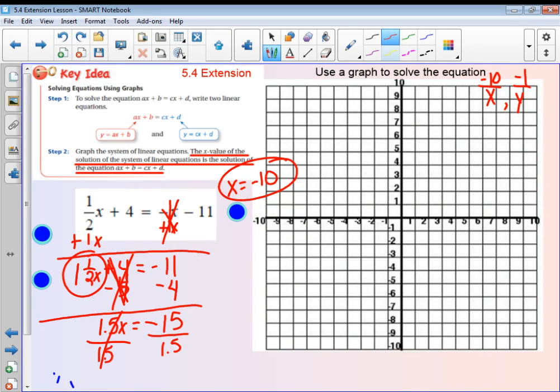I can tell it's going to be a negative because there's only one negative. 15 divided by 1.5 is 10. So I still get x equals negative 10. Okay, your comfort level. You have to decide what you're comfortable with.